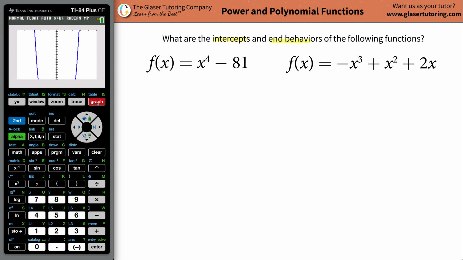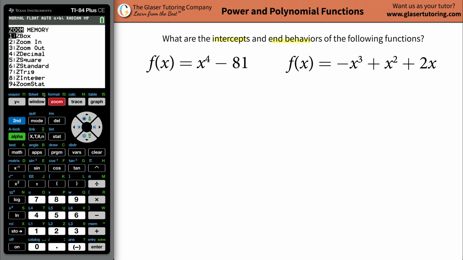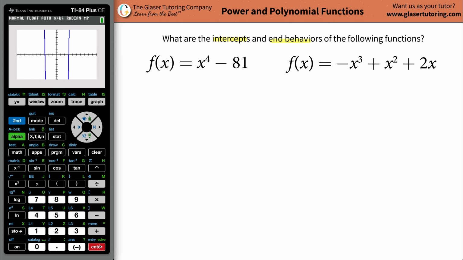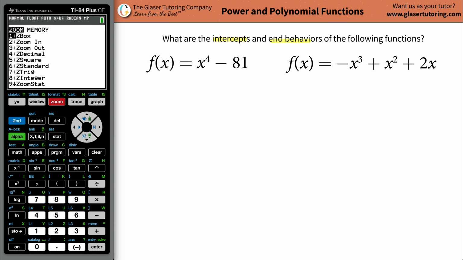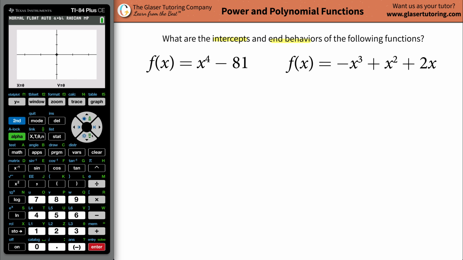Now hit graph. Well, first of all, this might not even be what you're going to see. So let me go to standard. This is probably what you're going to see. Now you're like, well, I don't even know what's going on there. It just looks like two lines. That's fine. You've got to zoom out. So go to zoom, hit number 2, and zoom out, and then hit enter.